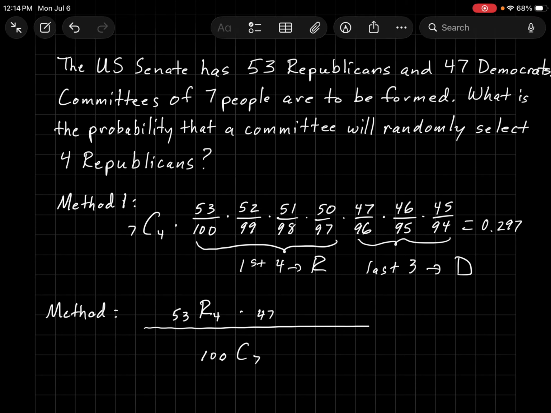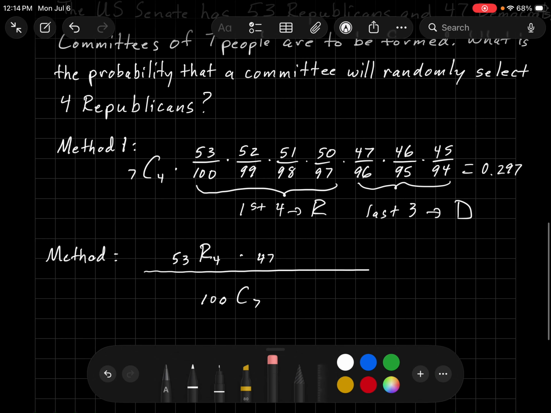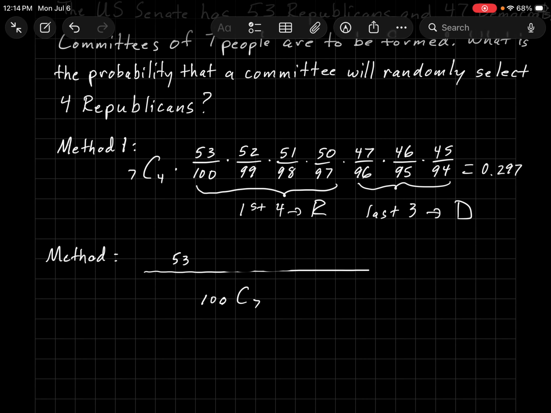I put R for Republican. Let me fix that really quickly. I, of course, meant C. So there are 53 combination 4 ways of choosing 4 Republicans out of 53. And then there are 47 combination 3 ways of choosing 3 Democrats out of 47. And if we type this into our calculator, we get the exact same value.